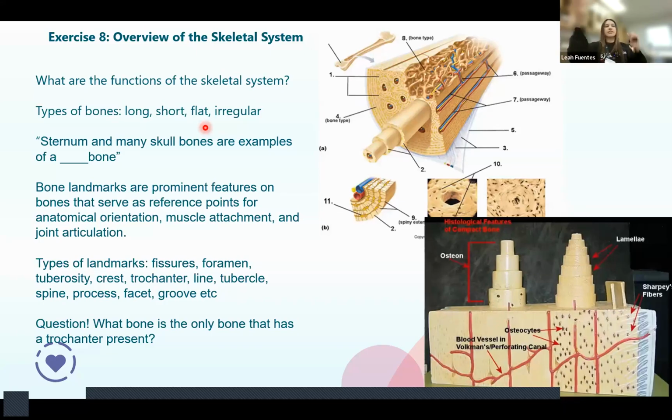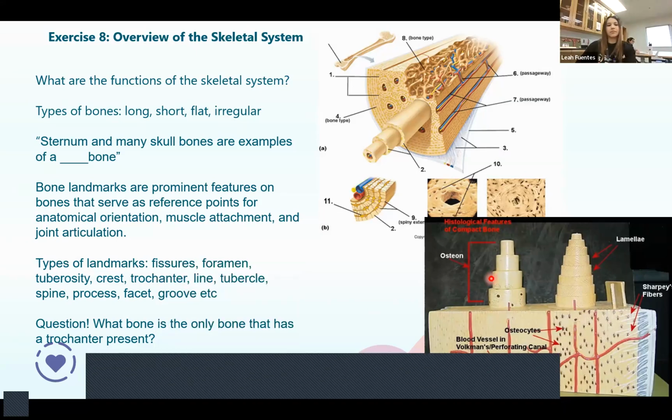This is your os coxa. A lot of students get confused because when they just see this, they're like, I don't remember what bone that is. We did not cover it. When we get there, this is just one part of your pelvis. It's one side of it. So make sure you know that your pelvis is made up of 2 os coxae and your sacrum. And then some types of questions that would be asked are like, sternum and many skull bones are examples of a blank bone. What would be the answer here? Flat bone, good.